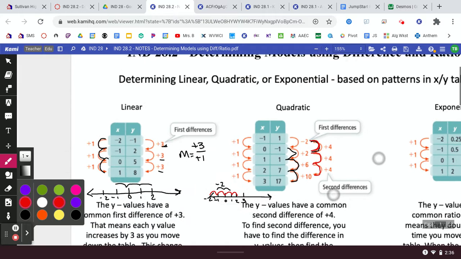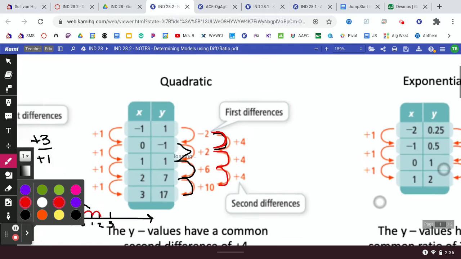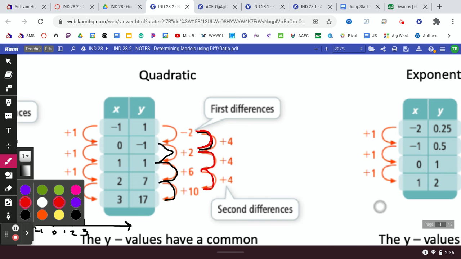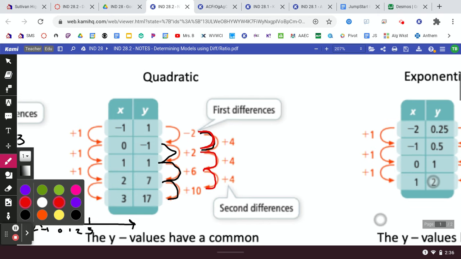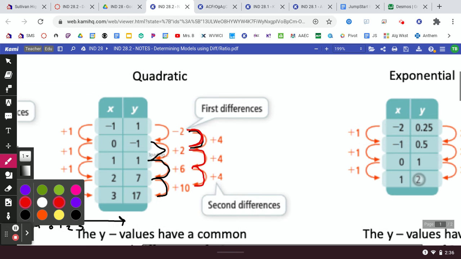Now let's look at exponential. So here's the T-chart for exponential, and then we'll talk about checking differences first. All right, when I check my differences, because that's the first thing I want to check, right? To go from 0.25 to 0.5 is a difference of 0.25. To go from 0.5 to 1 is a difference of 0.5. And to go from 1 to 2 is a difference of 1. I don't line up in first difference, so that should tell me it's definitely not linear.